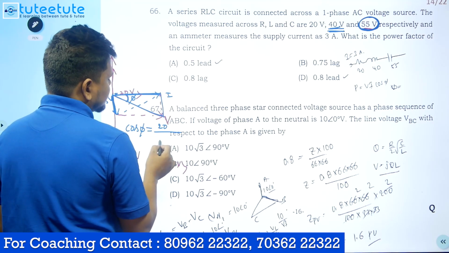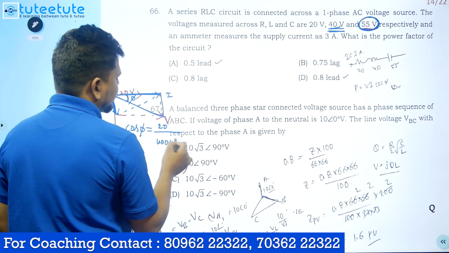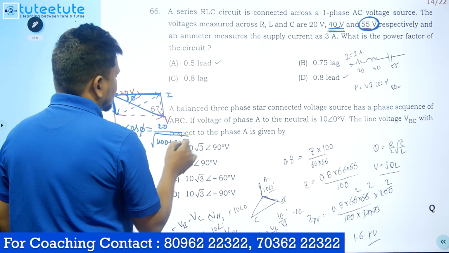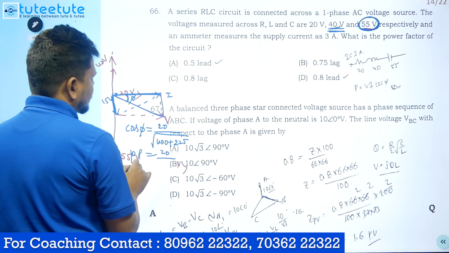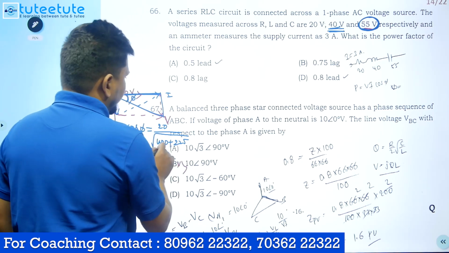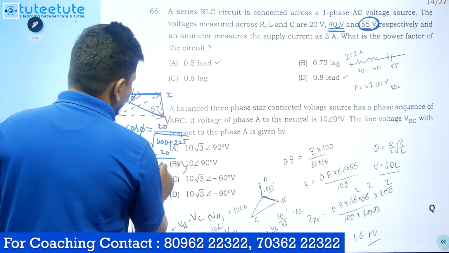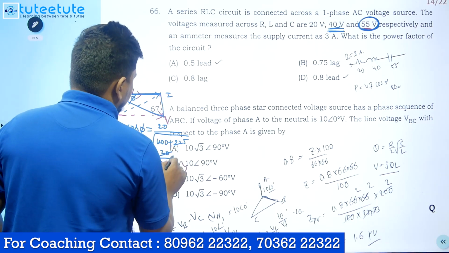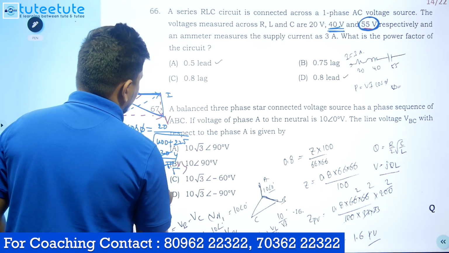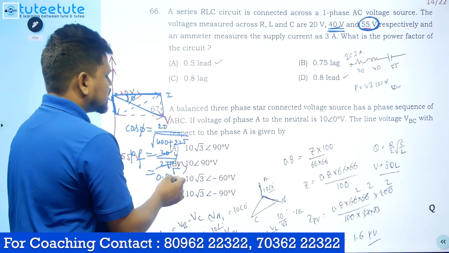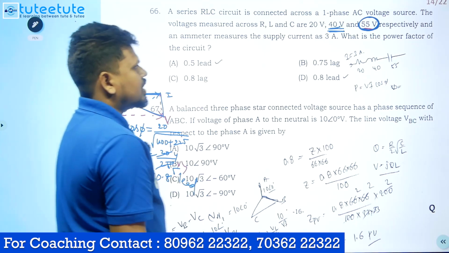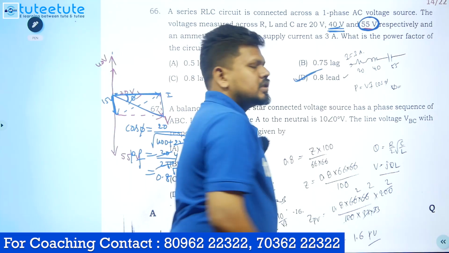20 square is 400 plus 15 square is 225, under root. So you will get 20 divided by, under root 625 is 25, so cos phi, which is nothing but power factor, is 4 divided by 5, which is 0.8. Already we know current leads the voltage, means it is a leading circuit, so directly we can give option D is the correct one.